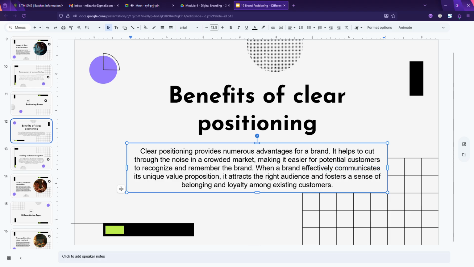In terms of brand positioning, a brand should effectively communicate its unique value proposition. That's the unique selling point. The unique value proposition is like the digital online value proposition, and when they are effectively communicating, that attracts the right audience and fosters a sense of belonging and loyalty among existing customers.